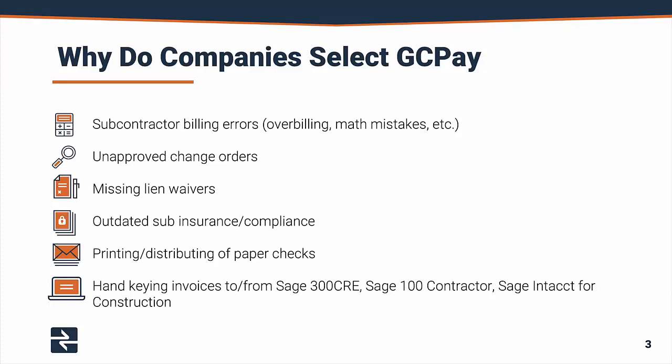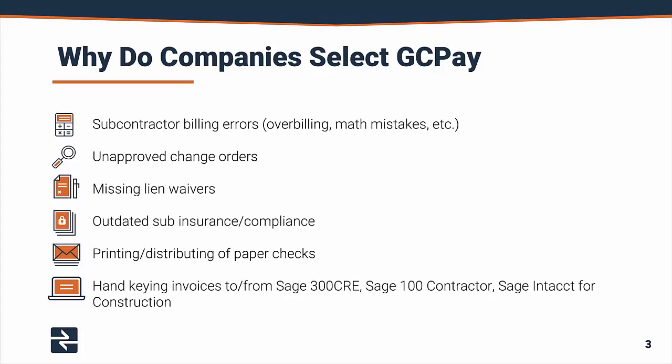Part of the direct integration includes automatically pulling over any approved change orders from Sage. So this will eliminate you having to hand key them and also ensures that subs can never again bill for unapproved change orders. You'll never have to deal with missing lien waivers since your custom lien waivers are automatically generated in the platform every single time. There's no need for you to have to create the lien waivers or worry about any errors on it. They are perfect every single time.